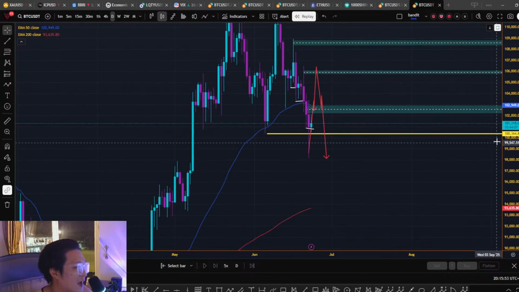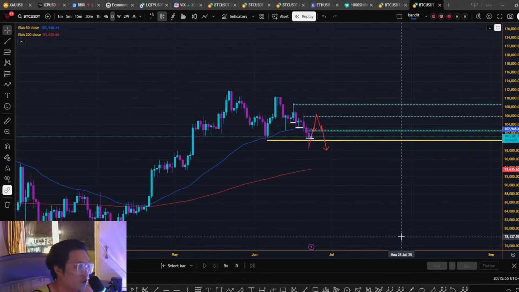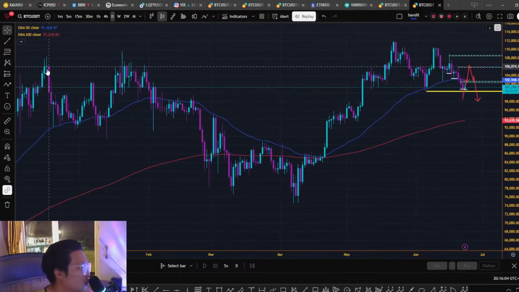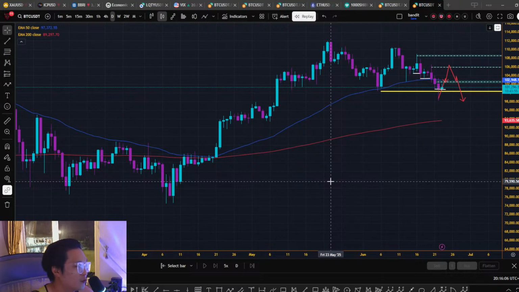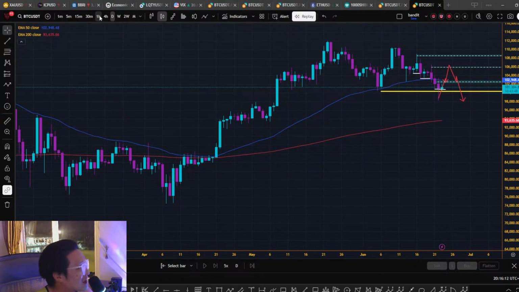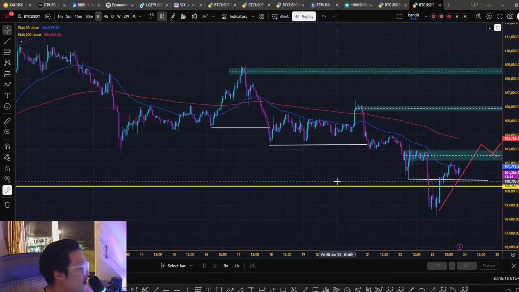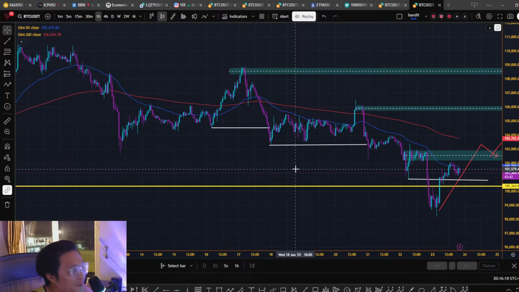The higher the number of the EMA, the slower it is. So 50 is the faster one, 200 is the slower one. You can use this if you're still confused about support and resistance. You can use tools to help you identify where the price is right now.